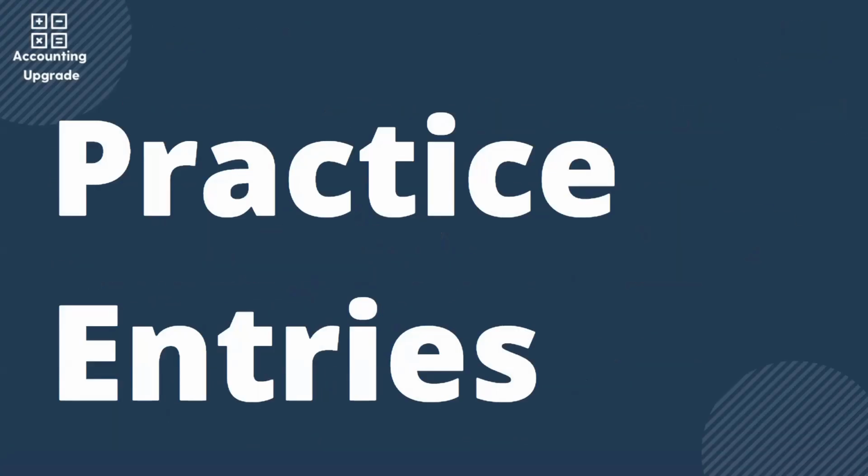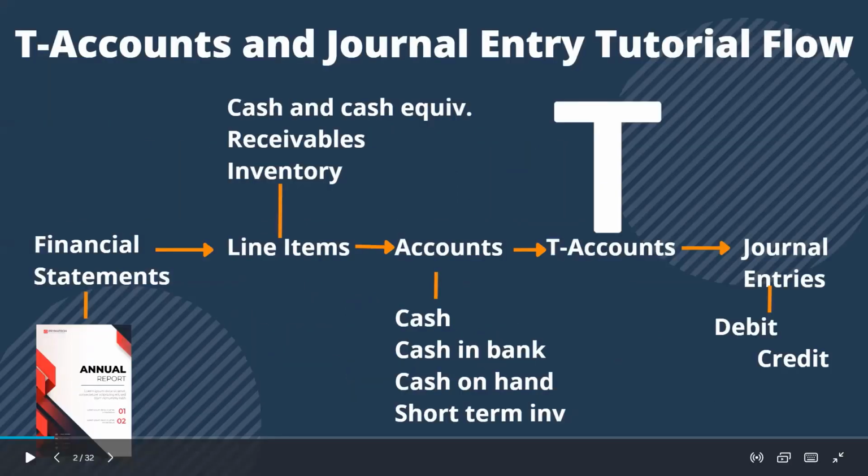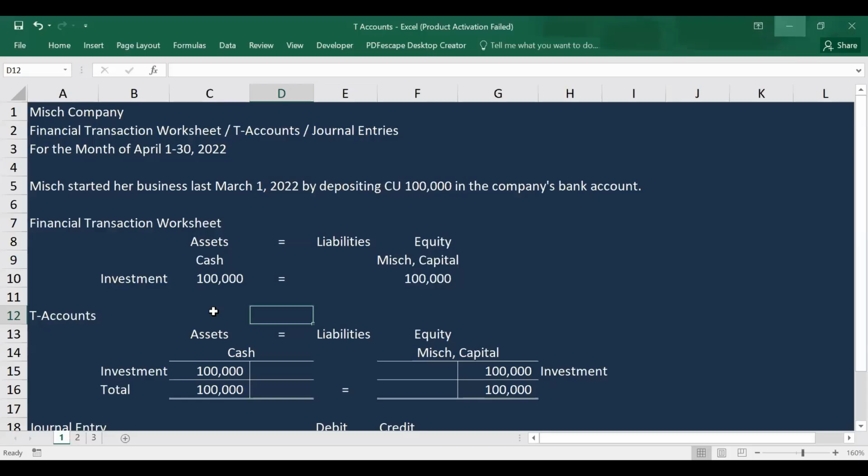So now, let's go to the practice questions to better understand how to prepare the journal entries. So here is a sample transaction from Mish Company. Mish started her business last March 1, 2022 by depositing 100 currency units in the company's bank statement. So now, we will prepare the financial transaction worksheet, and then from there, we will prepare the T accounts and the journal entry. So let's identify first the related transaction.